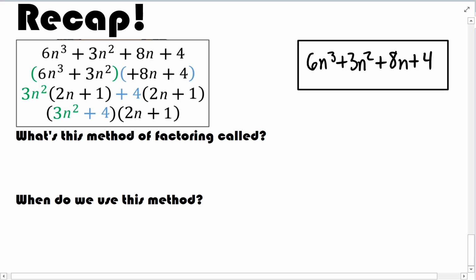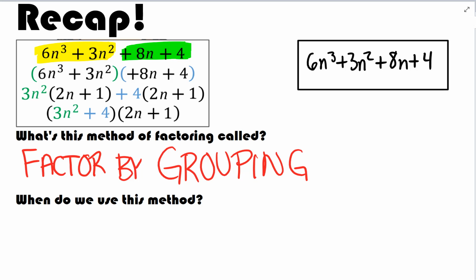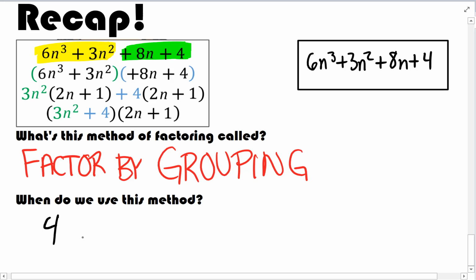So to recap, what is this method of factoring called? Factor by grouping, where we take these 2 terms and we factor out their GCF, and then we group these 2 terms and factor out their GCF. And when do we do this? When we are given 4 terms. That's when we use factor by grouping.